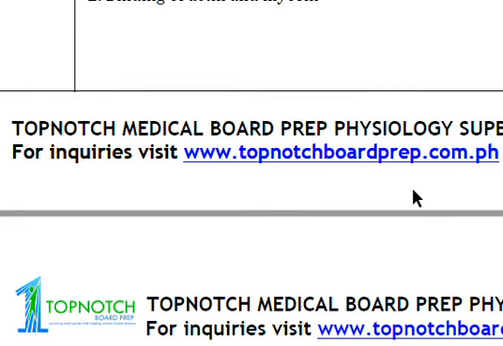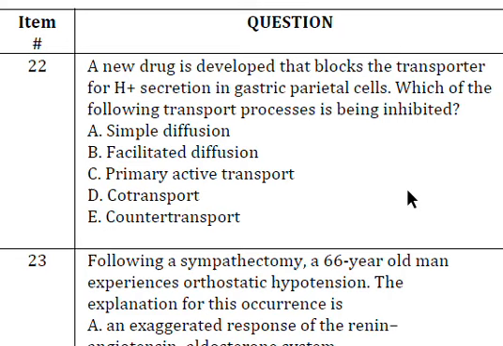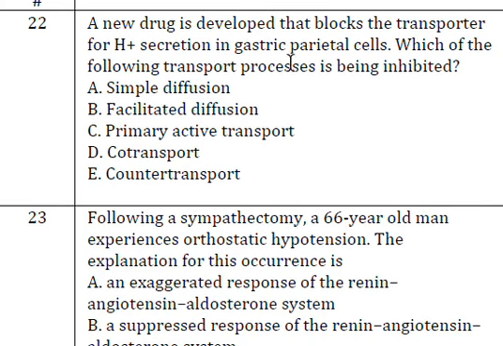And moving on to the 22nd question. A new drug is developed that blocks the transporter for H+ secretion in gastric parietal cells. Which of the following transport processes is being inhibited? A. Simple diffusion. B. Facilitated diffusion. C. Primary active transport. D. Cotransport. And E. Countertransport. And the answer is C. Primary active transport.